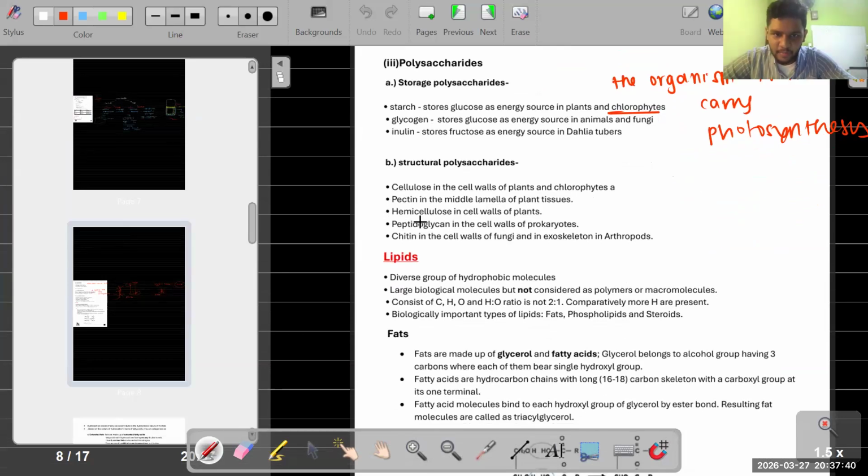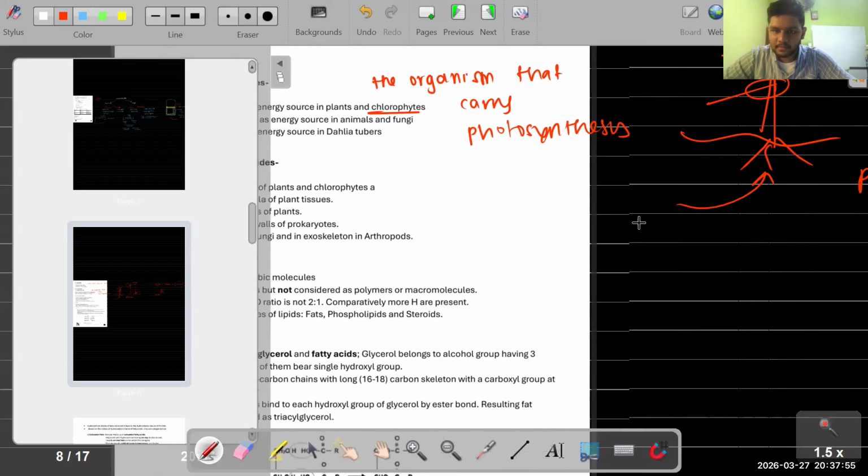Fine. Now, before going on to peptidoglycan, I'll go to the chitin part and finish it off. Chitin is in the cell walls of fungi and the exoskeleton of arthropods. It is present in the fungal cell wall and the exoskeleton of arthropods, which means the outermost skeleton. Now, peptidoglycan.